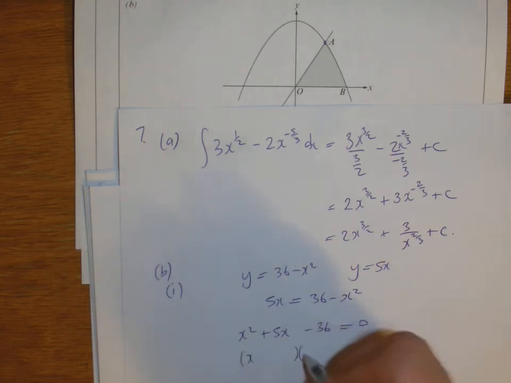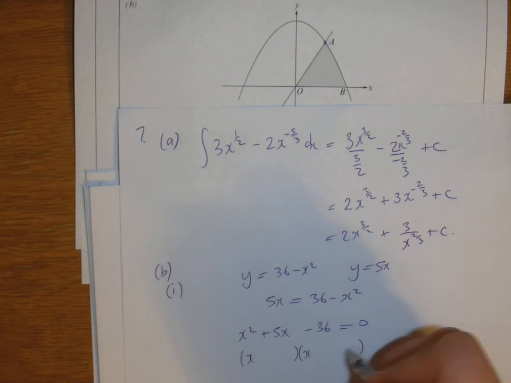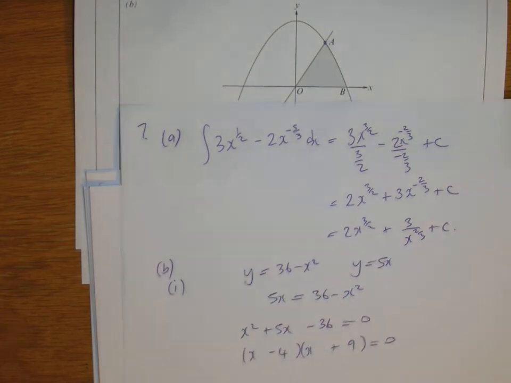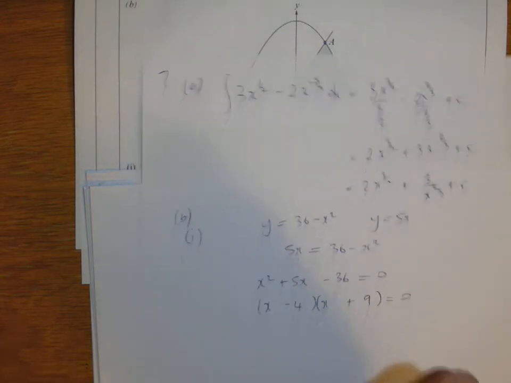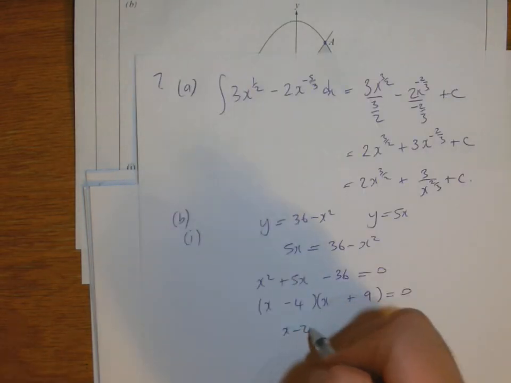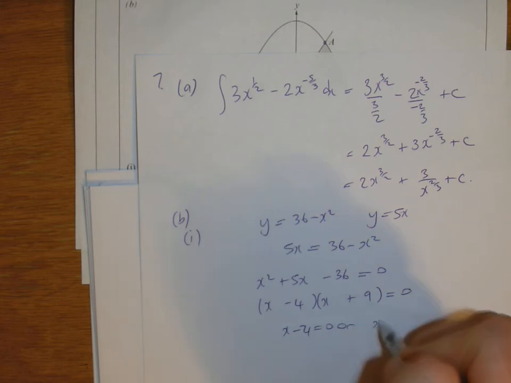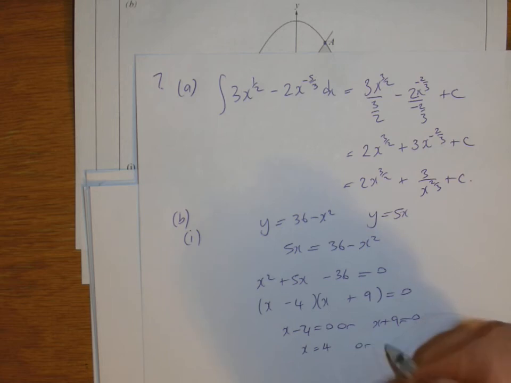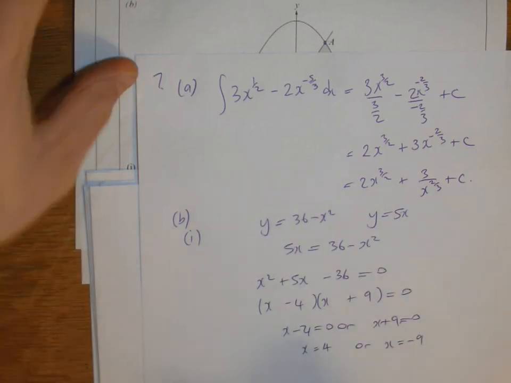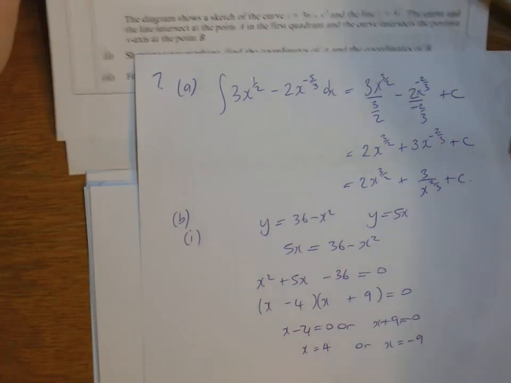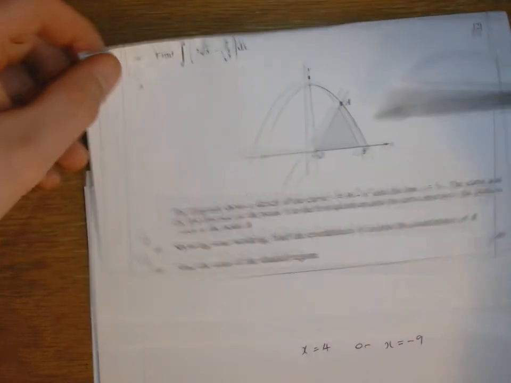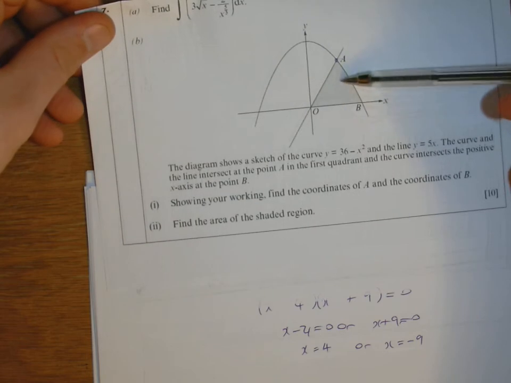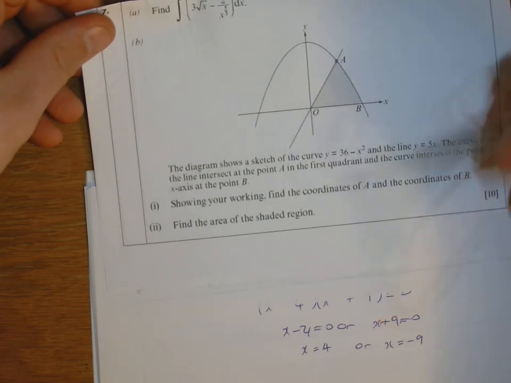Okay, so two brackets, and you've got x plus 9, x minus 4 equals 0. So when you solve this, x minus 4 will equal 0, or x plus 9 will equal 0, so that means x equals 4, or x equals minus 9. And we need to see which one satisfies this. Clearly you can see what we've done here. We've solved when the line and the curve intersect, and you come up with two answers, x is 4 or x is minus 9.